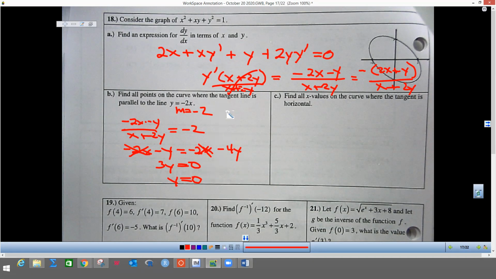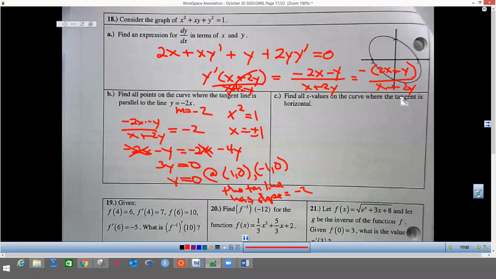So when I plug zeros in there and there, I'm going to get x squared plus 0 equals 1, and I square root it. So x will be positive or negative 1. So there are 2 points: 1, 0, that's positive 1 and 0, and -1 and 0. So at those 2 points, so you should say at this point and this point, the tangent line has a slope equal to -2.